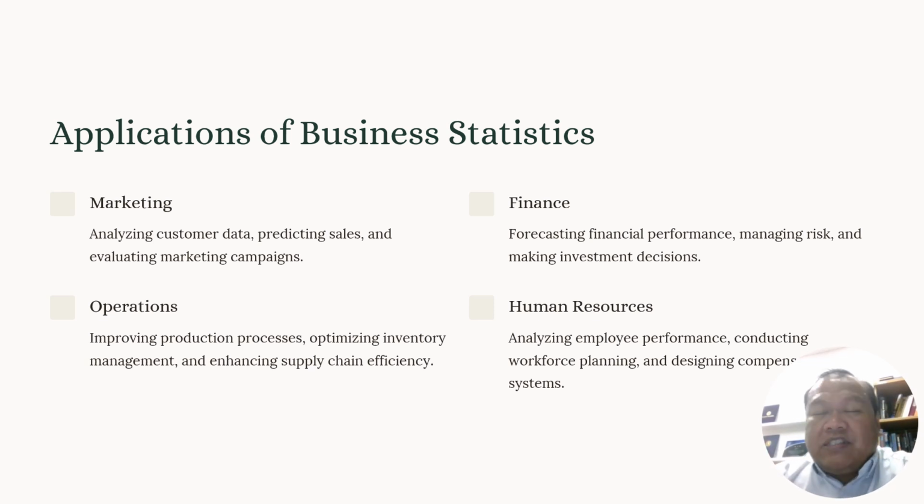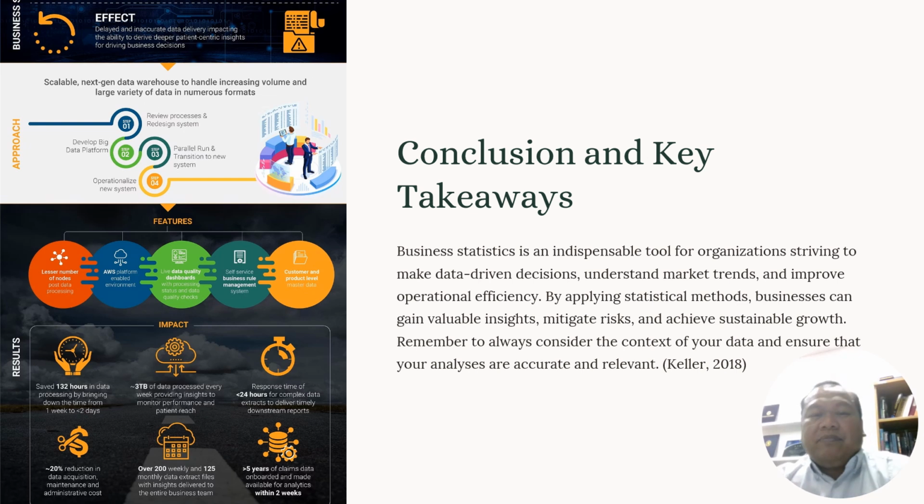So you don't invest at this time of the year when sales or income or profit is really low. Operations, of course, you can predict how many people you need. You can predict what hours they should be working, what day you need more staff, especially when it comes to supply chain efficiency, like how many products you need to supply the demand. And then even in human resources, you can use business statistics to check the performance of your employees. Are they meeting their KPIs? Are they meeting what is expected from them? Are they performing very well? You can use statistics.